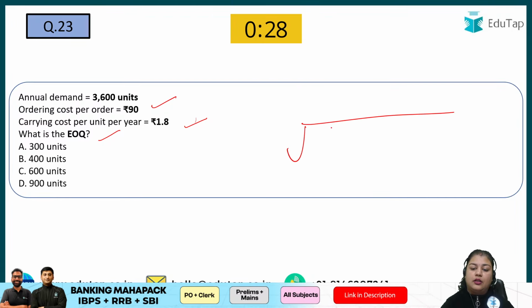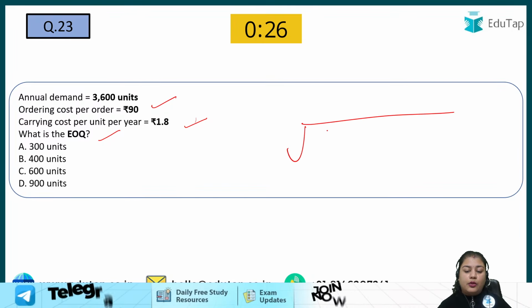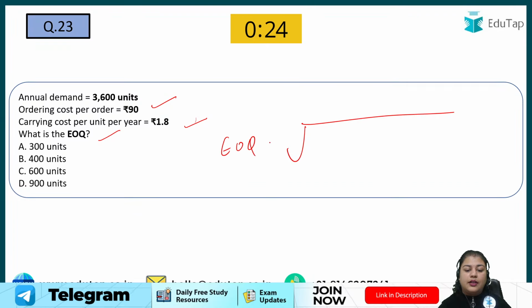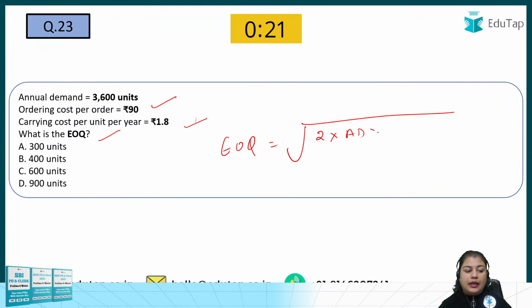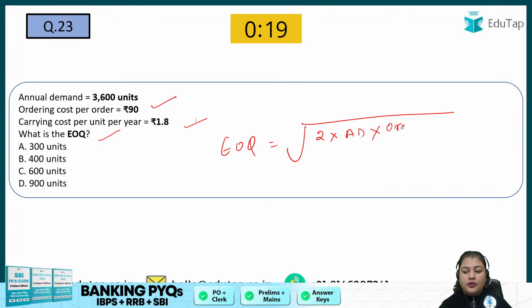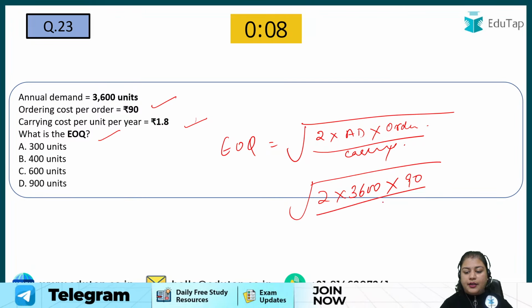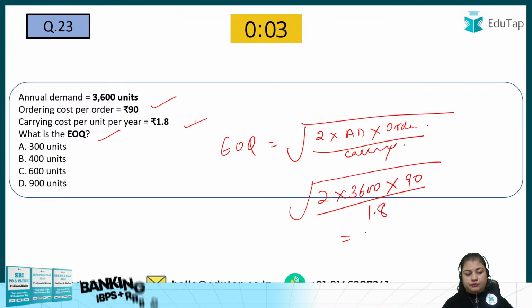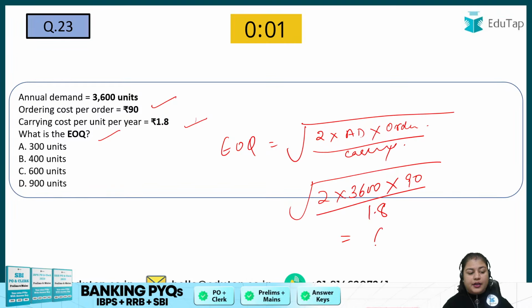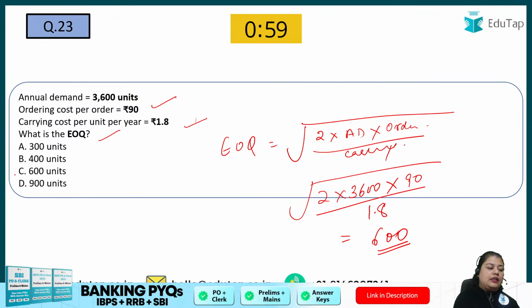So I can solve this. What is the formula for EOQ? That is the square root of 2 into annual demand into the ordering cost per order divided by the carrying cost, right? So it will be 2 into annual demand 3600 into ordering cost 90 divided by 1.8. You can help me solve this. When you solve it, it comes out to be 600 units. Yes, the answer is option C. Everybody has answered it correctly. Very good.